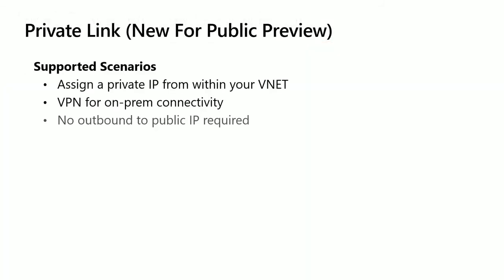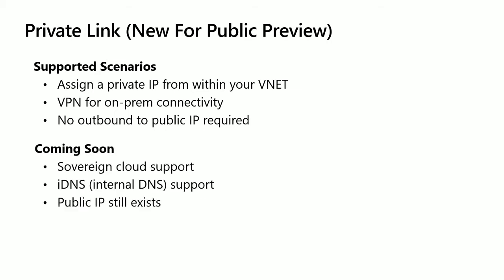Okay, so private link, again, new for public preview. The ability to assign an IP address to your SQL DW instance, using VPN for on-prem connectivity, and then blocking the actual public endpoint from being addressable on the internet. What we have planned coming soon in this space: sovereign cloud support, iDNS, or the ability to have a name as opposed to just a specific IP address within your VNet, and then the ability, if you want to, to also still have a public-facing IP within your private link setup.